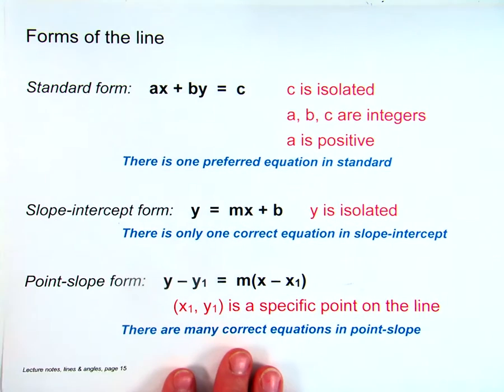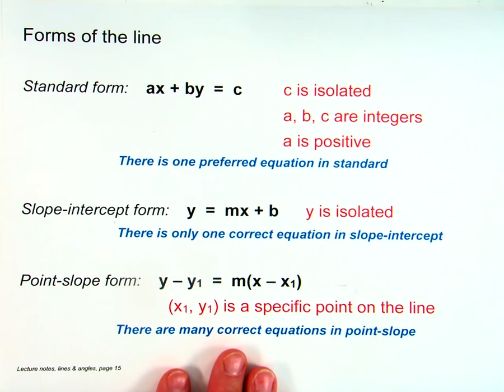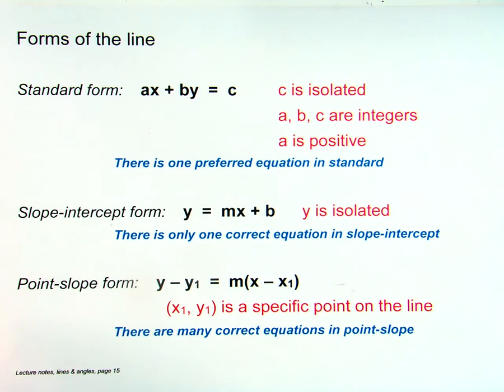Here's a review of the forms of the line. Probably should write these down in your cipher to make sure you know what they are. Let's make a note from Algebra 1.